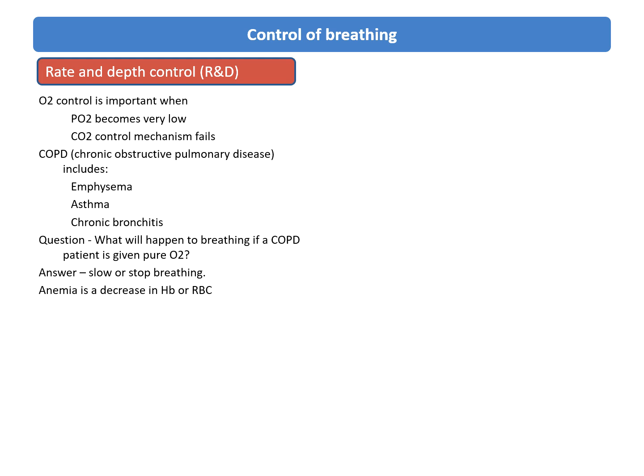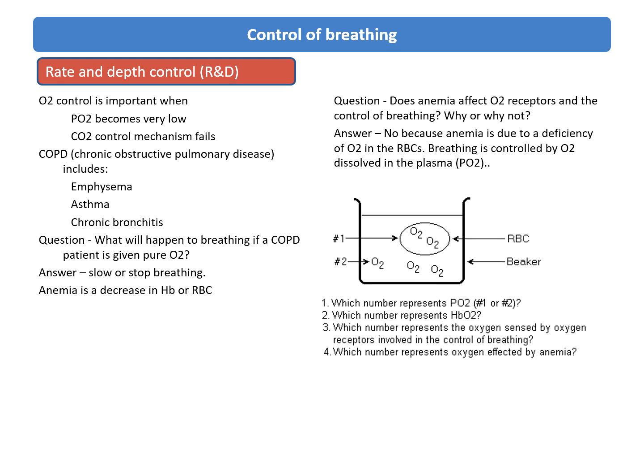Anemia, a different condition, this is due to a decrease in hemoglobin or red blood cells. So the tissues are not getting enough oxygen to carry out their normal functions. Another question, does anemia affect oxygen receptors and the control of breathing? The answer is no, because anemia is due to a deficiency of oxygen in the red blood cells, whereas breathing is controlled by oxygen dissolved in the plasma. That's the PO2 we keep talking about.